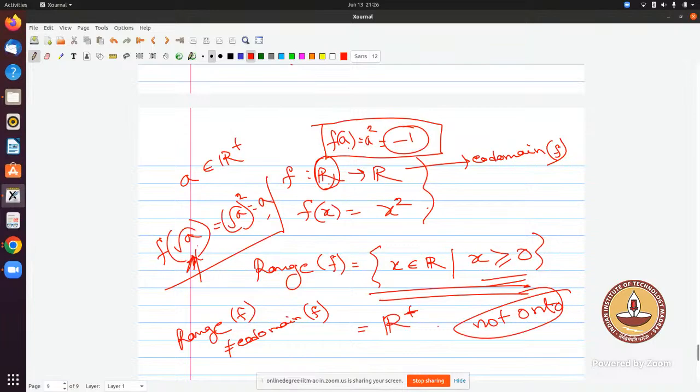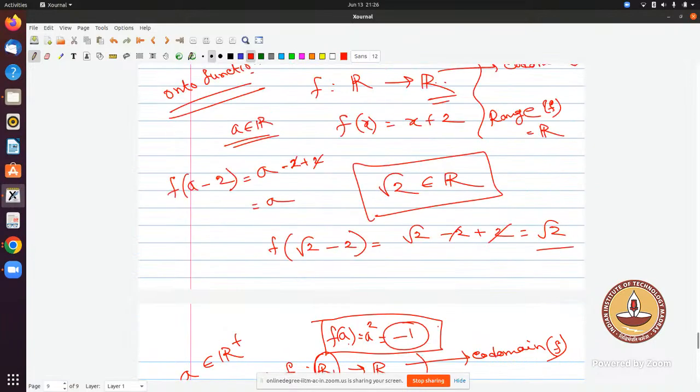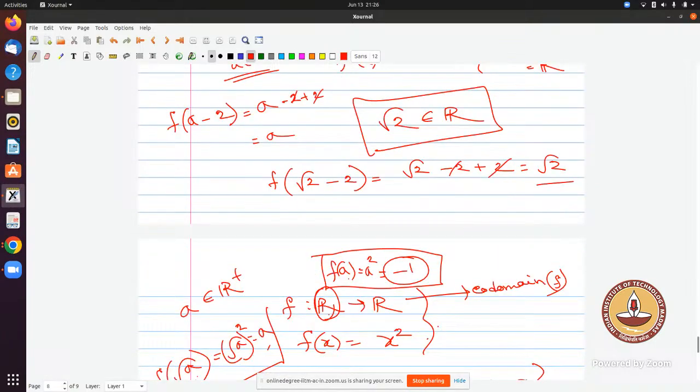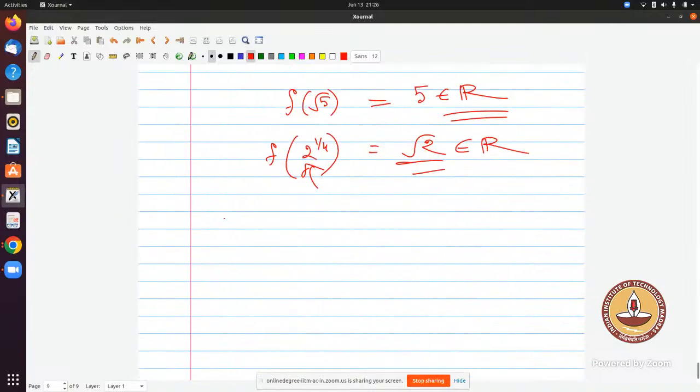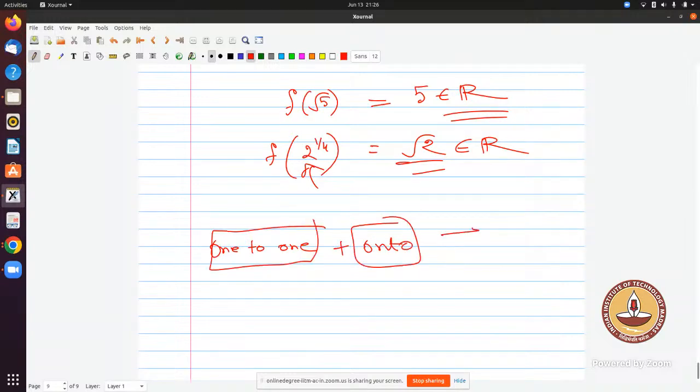So this is what onto and one-to-one functions are. And if a function has both these properties, one-to-one plus onto, if it is both, it is called bijective.